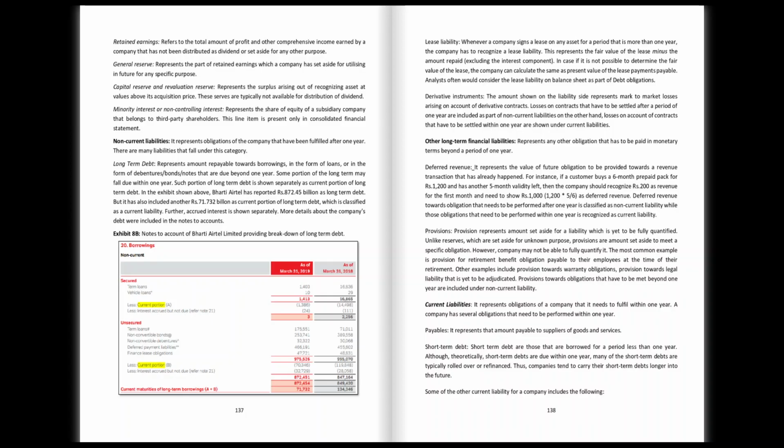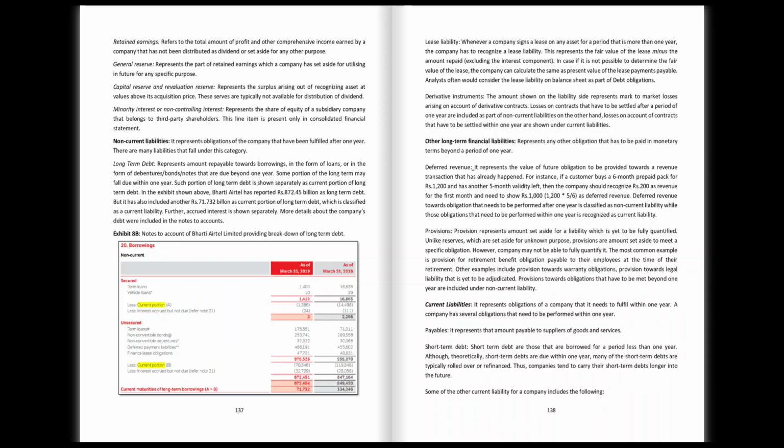Deferred revenue. It represents the value of future obligations to be provided towards a revenue transaction that has already happened. For instance, if a customer buys a 6-month prepaid pack for 1,200 rupees and has another 5 months of validity left, then the company should recognize 200 rupees as revenue for the first month and needs to show 1,000 rupees, that is 1,200 times 5 upon 6, as deferred revenue. Deferred revenue towards obligations that need to be performed after 1 year is classified as non-current liability, while those obligations that need to be performed within 1 year are recognized as current liability.